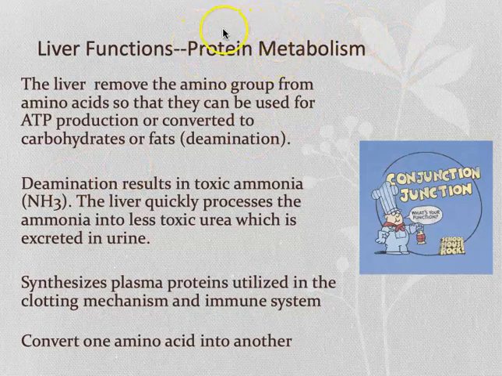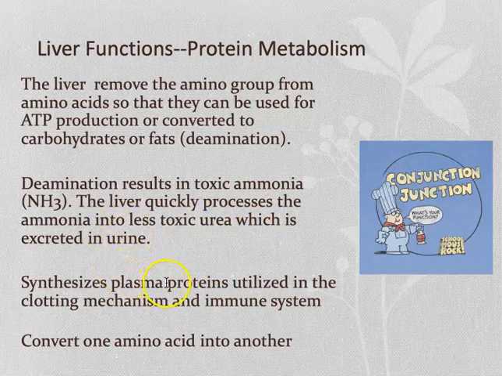So it will also help with protein metabolism. You can see that the liver will remove the amino group from certain amino acids so they can be used for ATP production, or they can be converted into carbohydrates or fats. So you can take an amino acid and turn it into a carbohydrate or fat if that's necessary. However, that process called deamination results in ammonia, which is toxic. So that needs to be quickly processed by the liver into something called urea, which then is excreted in urine.